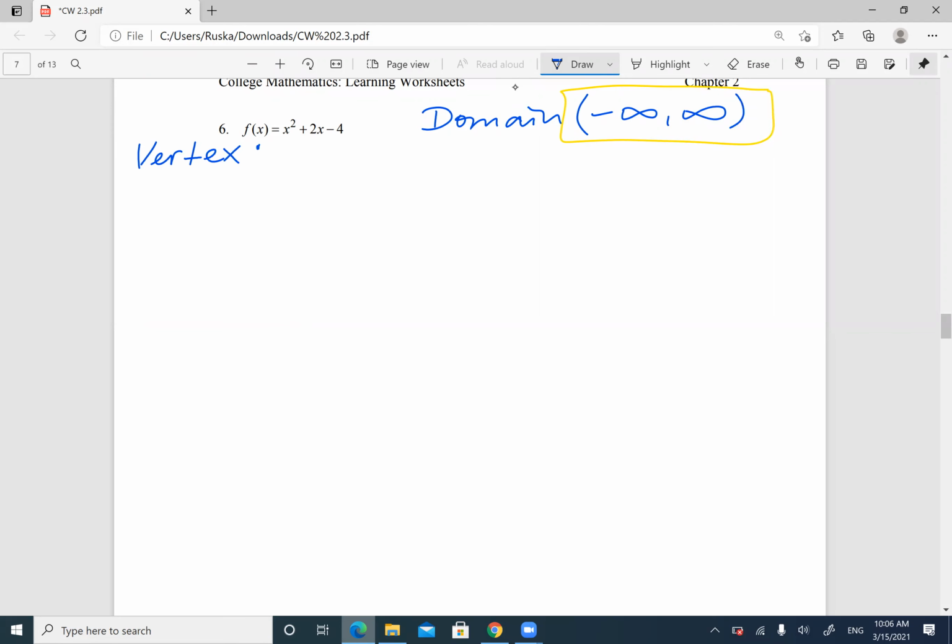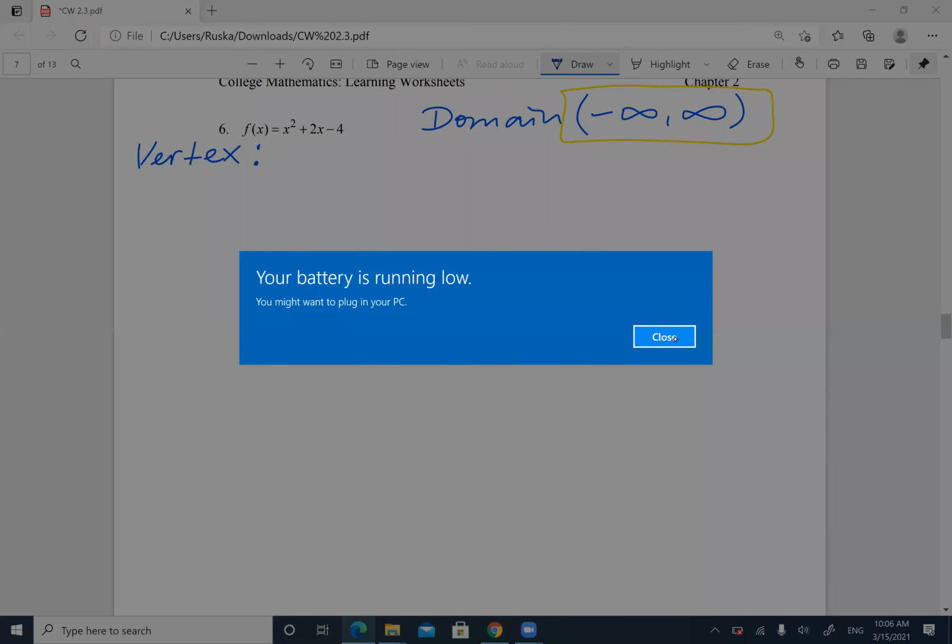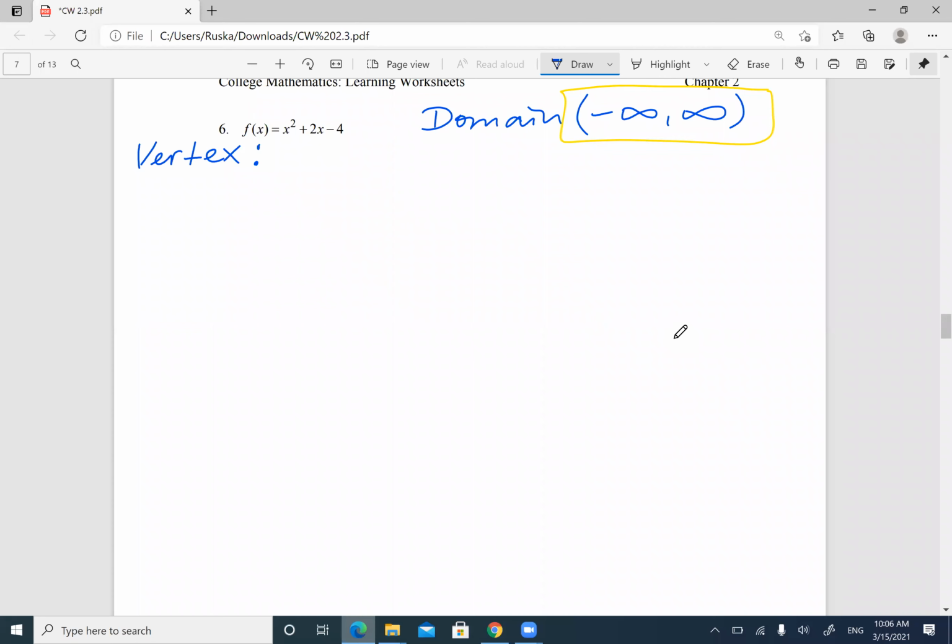We're not going to... sorry, I need to plug in my computer. The battery is going down.